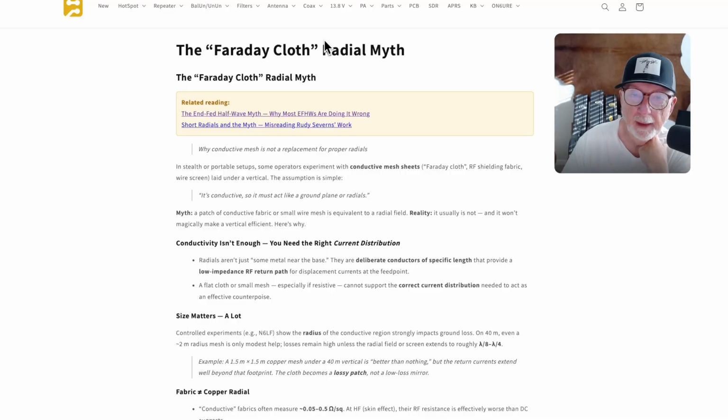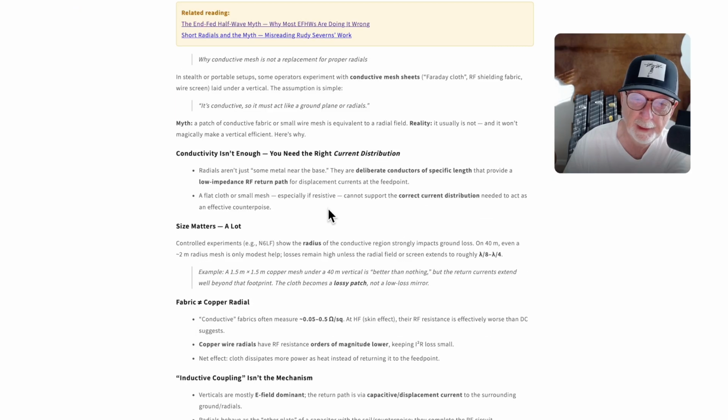All right, the Faraday cloth radial myth. I think we see where this is going. Why conductive mesh is not a replacement for proper radials in stealth or portable setups. Some operators experiment with conductive mesh sheets, Faraday cloth, RF shielding fabric, wire screen, laid under a vertical. The assumption's simple. It's conductive, so it must act like a ground plane or radials. Myth: a patch of conductive fabric or small wire mesh is equivalent to a radial field. Reality: usually it is not, and it won't magically make a vertical efficient, and here's why.